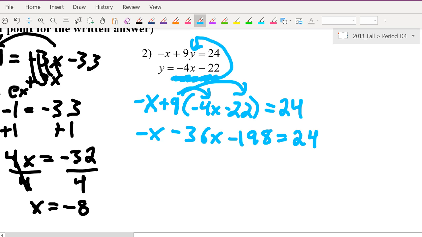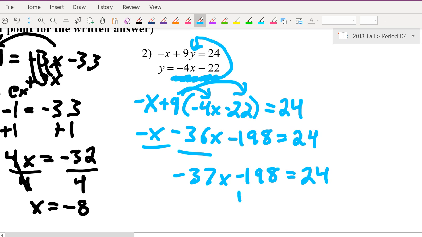For 9 times 22, you can do 10 times 22, which is 220, and then subtract 22 for the 9. Okay? That's what I did. Now we combine like terms: negative 37x minus 198 equals 24. Add 198 to both sides.